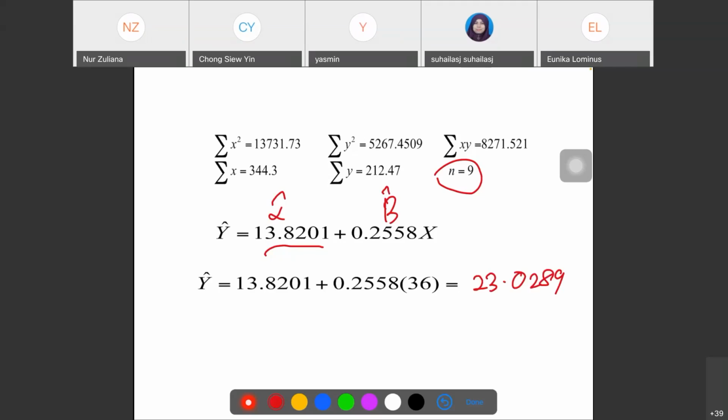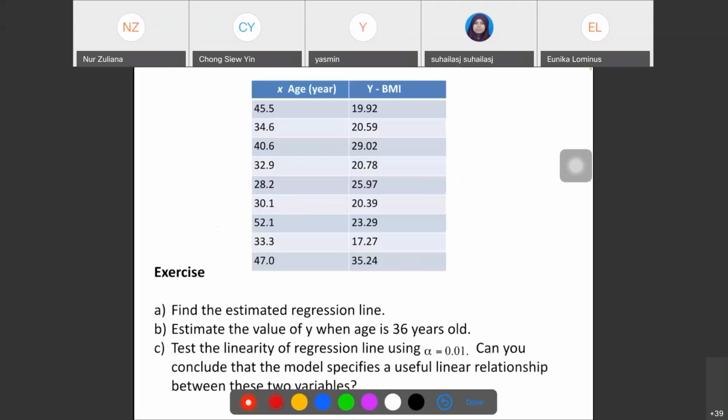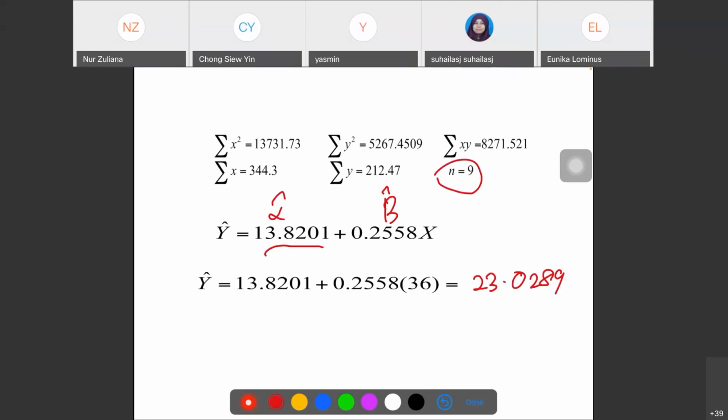Okay, so now you want to test. We go back to the question. Part C, you want to test the linearity of the regression line using alpha 0.01. Can you conclude that the model specified a useful linear relationship between these two variables? So part C, you want to test the linearity of the regression line. So that means we want to test its slope. So testing the slope.